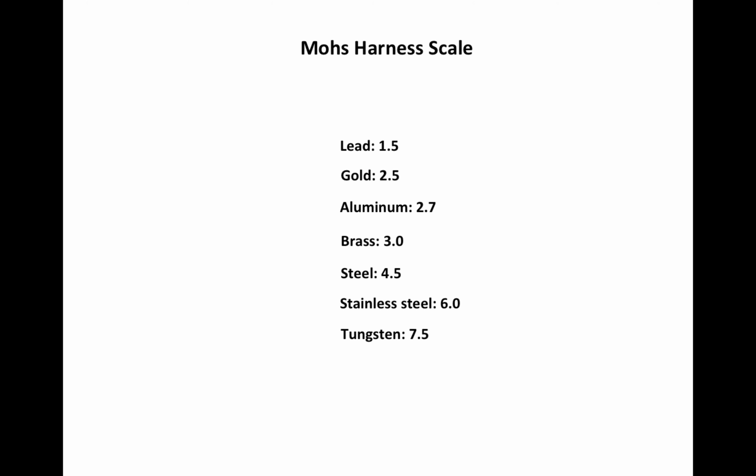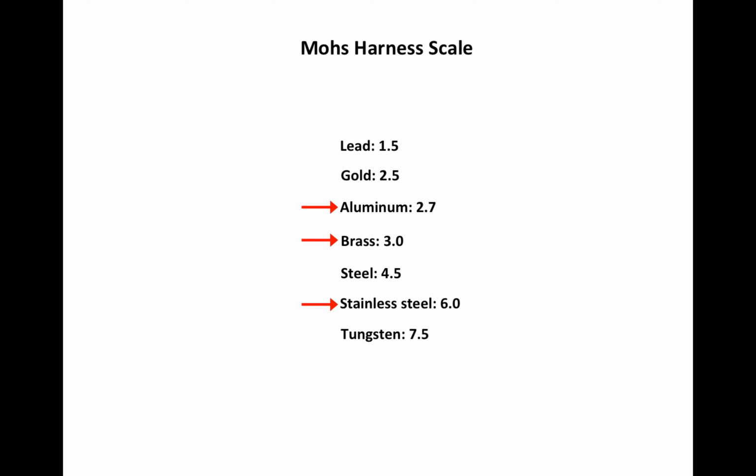Here are some values pulled out of the Mohs hardness scale. You see lead at the top, 1.5, very soft. Tungsten at the other end at 7.5. Here is aluminum, 2.7. Brass, 3.0. But down here is stainless steel at 6. So stainless steel is considerably harder than either brass or aluminum.